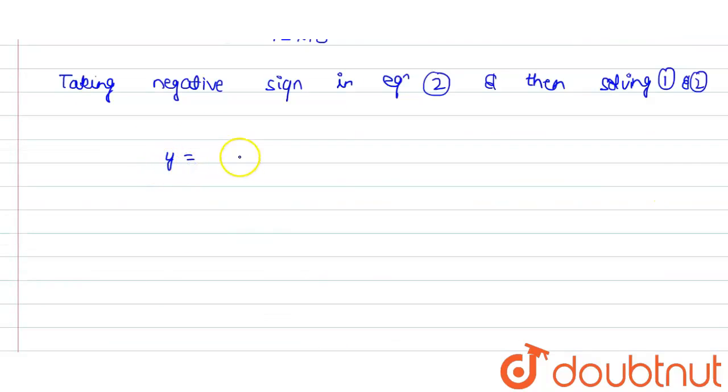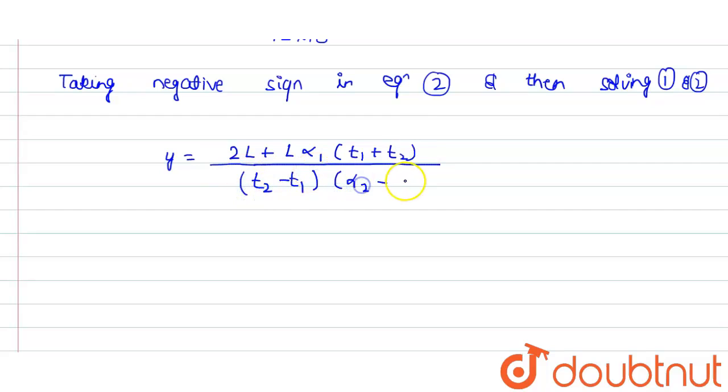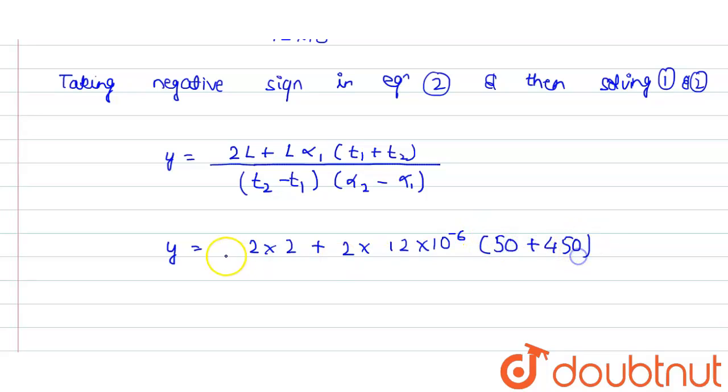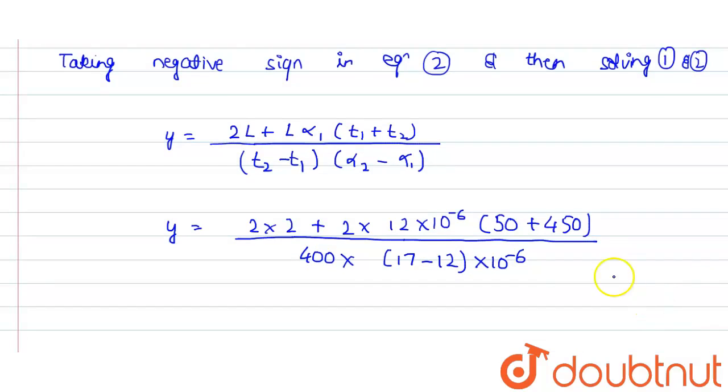If we do this, then our y would turn out to be 2L plus L times alpha 1 into T1 plus T2, divided by T2 minus T1, the difference of the temperature, multiplied by alpha 2 minus alpha 1. If we put the values, it would be 2 into 2 plus length 2, alpha 1 is 12 into 10 raised to the power minus 6, T1 is 50 and T2 is 450, divided by the difference of the temperature. If we take the difference, 450 minus 50, it would be 400. Then alpha 2 minus alpha 1 is 17 minus 12, and the power 10 raised to the power minus 6 is the common one. If we solve this, our y would turn out to be 2006 centimeter, or we can say 20.06 meters.